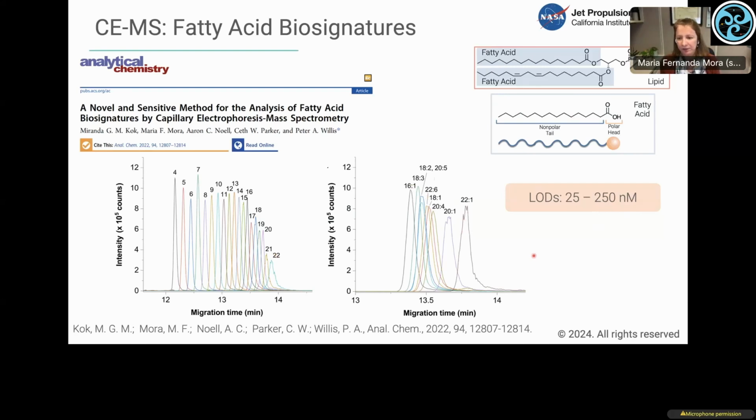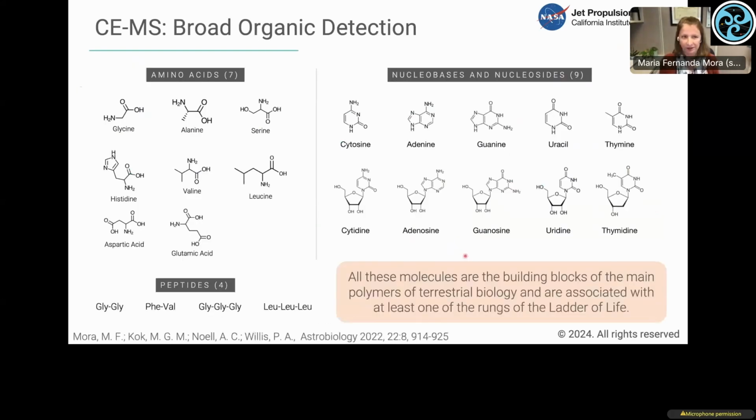And again, we use this method. Oh no, I didn't put the data. I put it there later.